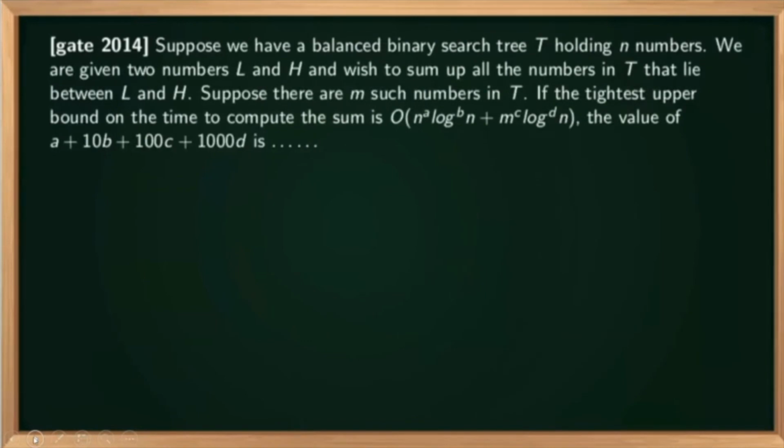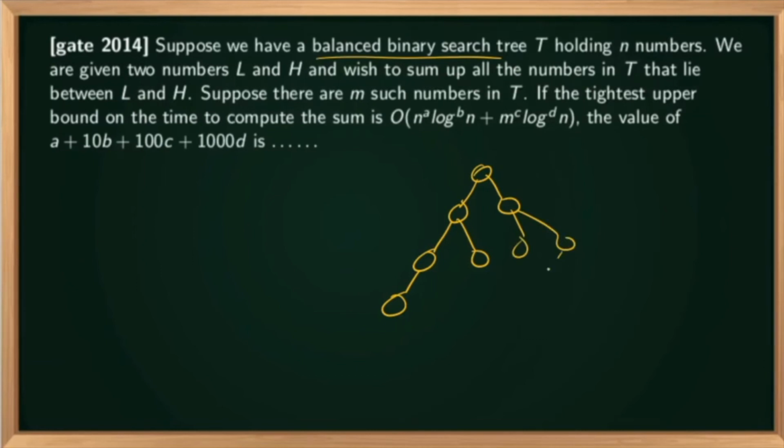Next problem. So the question is, actually we are getting a balanced binary search tree. So you know the height should be log n. So something like this, okay. The height should be log n, and you have some nodes, something like this, okay. So the height should be log n, okay. Now it's given that we are given two numbers L and H, and wish to sum up all the numbers in T that lie between L and H. Okay.